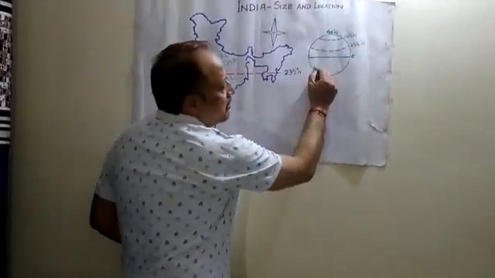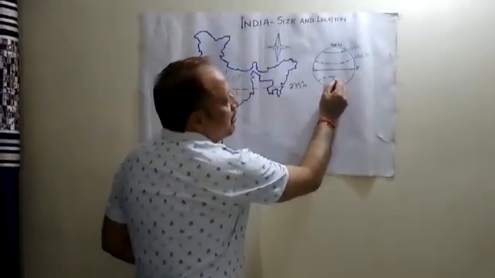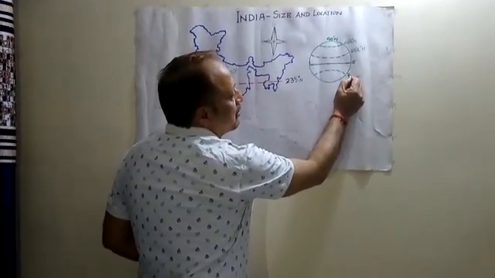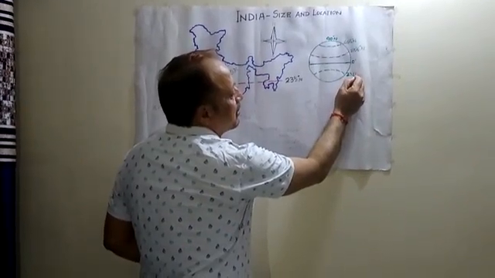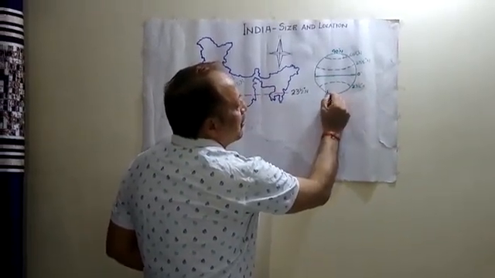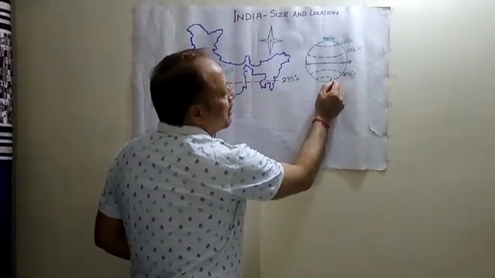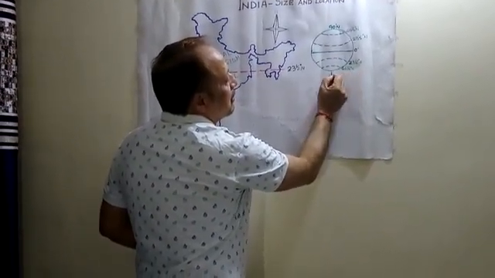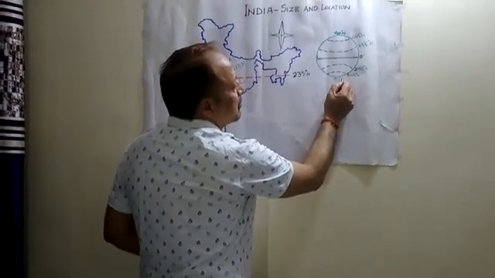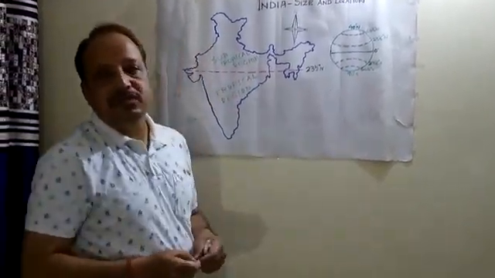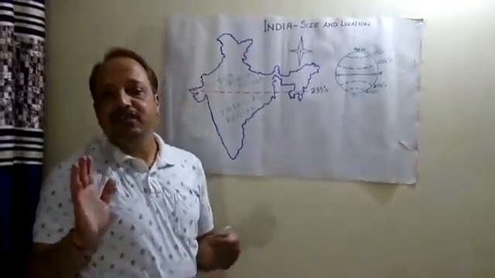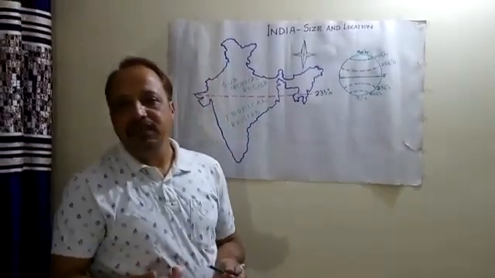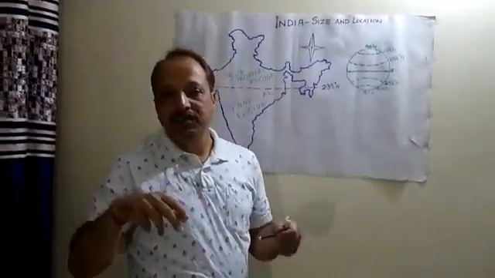Now this is in the southern hemisphere. This important tropic is 23.5 degree south, and 66.5 degree south, 90 degrees south. So these are the important latitudes. We should know that latitude is an imaginary line which runs from east to west. It is imaginary, it is not drawn on the earth.